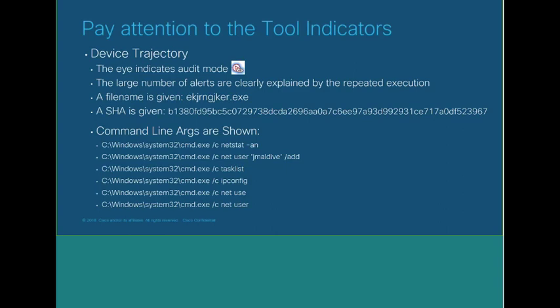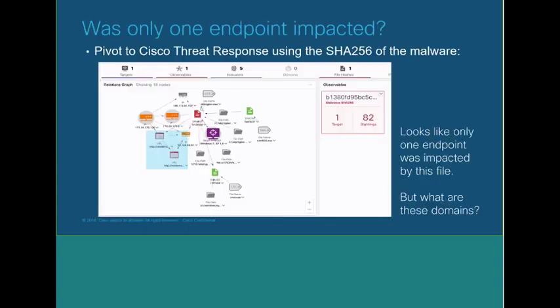It's launching command prompts. It's making network commands. We've added a user. We're perhaps changing network configurations. We're changing the rights and privileges assigned to this user. We're looking at our existing network connections. Why was only one endpoint impacted?